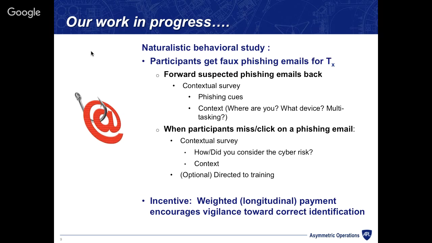So what we're going to be doing is we're going to create a faux phishing email. Okay, and Johns Hopkins has done this before. They've been sent out. And we're going to be asking people to forward any email that they suspect to be phishing emails back to us. Okay, if they forward something, we'll be giving them a contextual survey. What cues in this did you see?